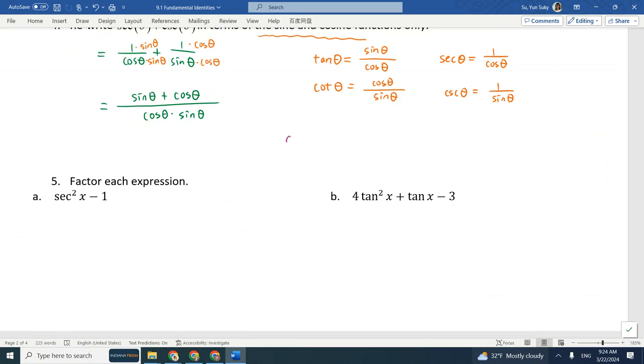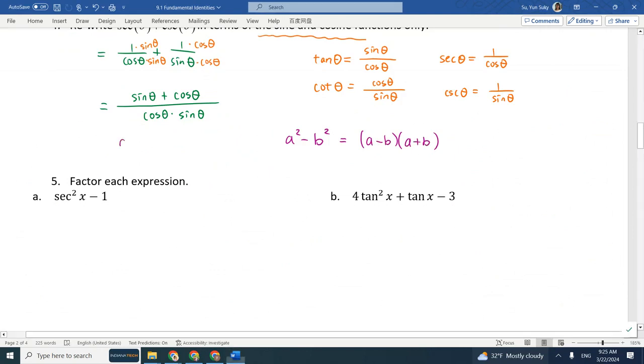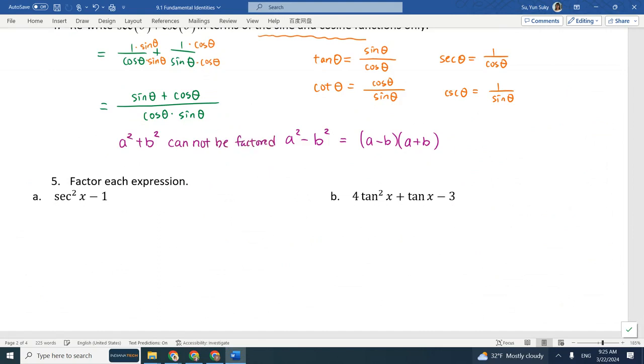Okay, so here are some formulas. If you see a squared minus b squared, difference of squares, how do you factor? Yes, a minus b times a plus b. Good. If you see a squared plus b squared, can you factor? No, it cannot be factored. So a squared plus b squared cannot be factored. A squared minus b squared, yes, you can factor.